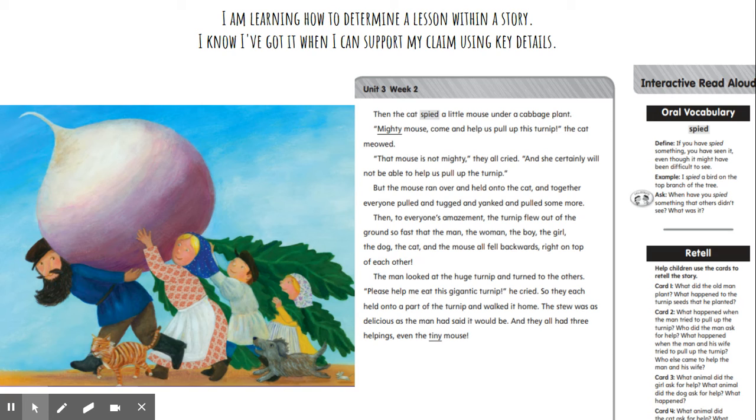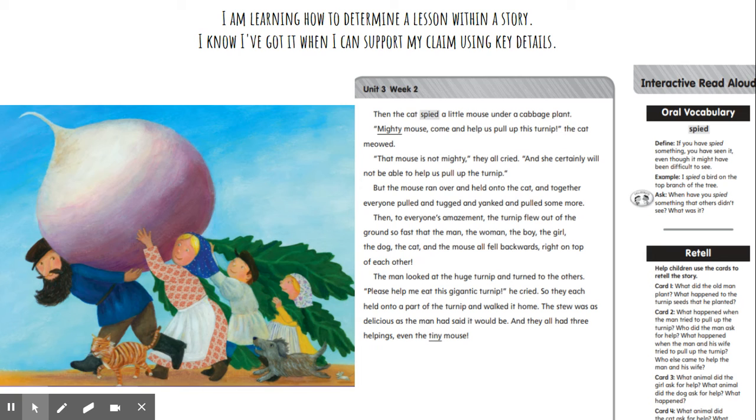Were they able to get that turnip up out of the ground without the mouse? No, they were really struggling. And then the cat said, "Mighty mouse, please help us." And the people said, "That mouse is not mighty. There's no way she can help us." But what happened? Yes, she helped them. And she helped them get the turnip out. The tiny mouse, the mighty tiny mouse helped them get the turnip out.